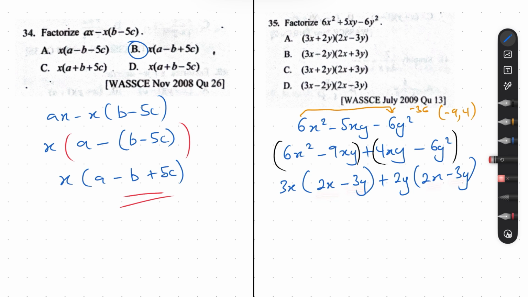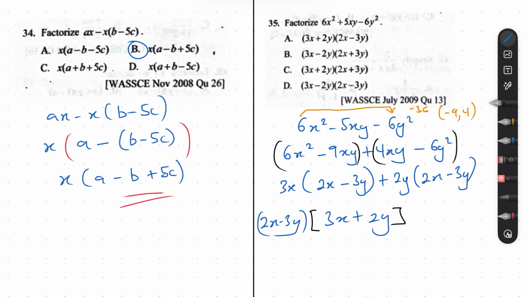So we can factor that out. Let's bring a big square bracket. Let's factor 2x minus 3y out in the bracket. If you factor this out from here, we will leave 3x. Then here, if you factor 2x minus 3y out, what do you have? 2y.